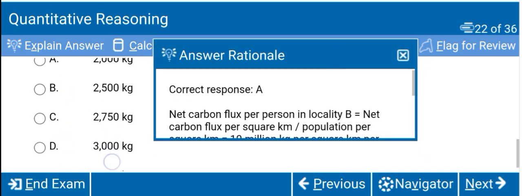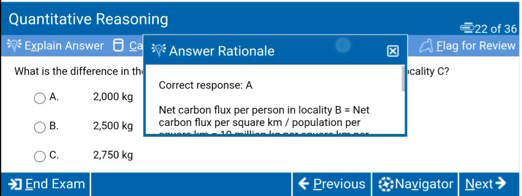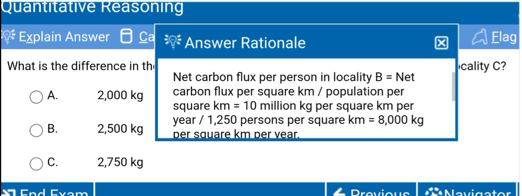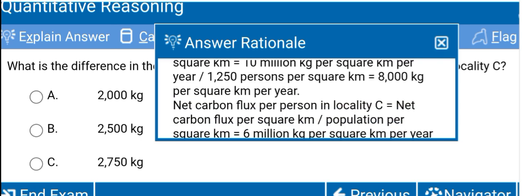as the net carbon flux per person in locality B equals net carbon flux per square kilometer divided by population per square kilometer, equals 10 million kilogram per square kilometer per year divided by 1250 persons per square kilometer, equals 8000 kilogram per person per year.